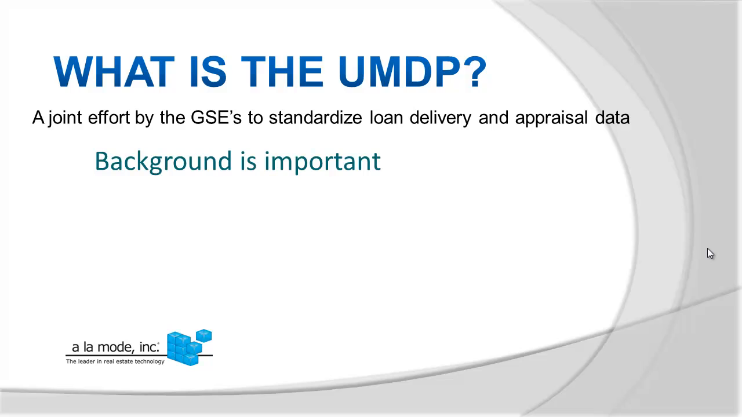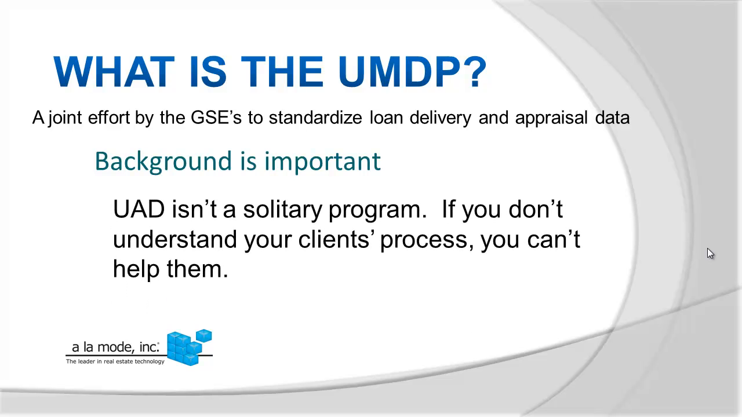And I think knowing about the UMDP, first and foremost, is just fantastically important to you because, honestly, UAD isn't by itself. Your clients, in addition to having to be UAD compliant, also have to be fully UMDP compliant if they want to sell these loans to Fannie Mae and Freddie Mac. And if you don't understand their process, then you can't help them with it. This UMDP thing isn't just small changes for the appraisal industry. This is changes for everybody that's involved in this mortgage process. And it's in large part a workflow change as well, which we'll see here in a moment.